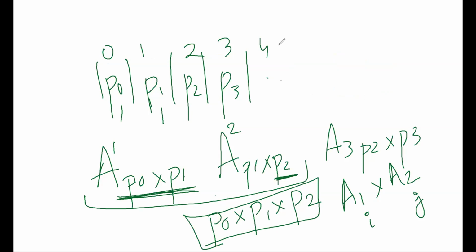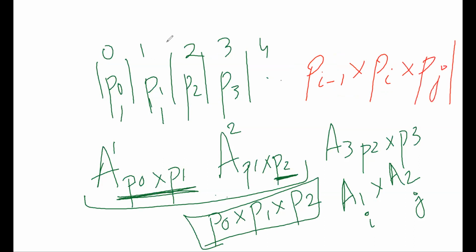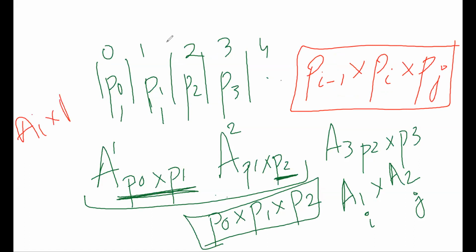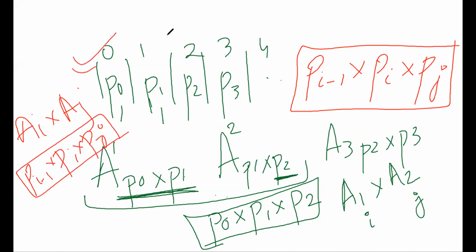You will write it like this. What is P0? P0 is P of I minus 1, P1 is P of I, and P2 is P of J. So when you multiply two matrices, if you multiply AI into AJ, the number of multiplications to multiply these two is P of I minus 1 into P of I into P of J, based on how we have stored it here in the array.